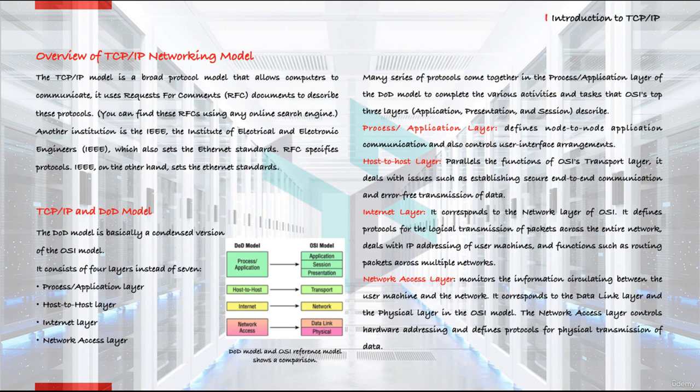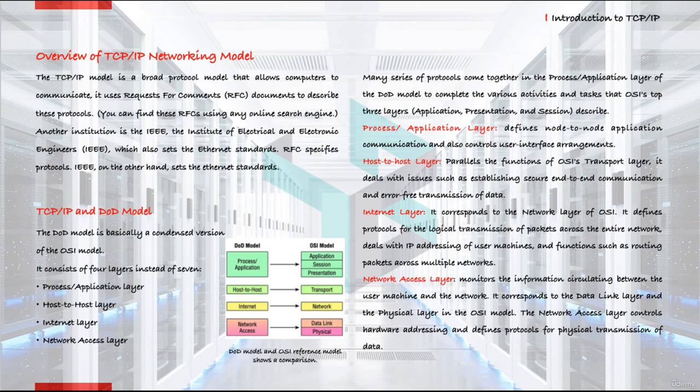Let's look at the TCP/IP and DoD model. The DoD model is basically a condensed version of the OSI model, consisting of 4 layers instead of 7: process application layer, host-to-host layer, internet layer, network access layer. Here it shows the comparison of the DoD model and the OSI model. In the DoD model, the first layer is the network access layer, the second layer is the internet, the third layer is host-to-host, and the fourth layer is the process application layer.